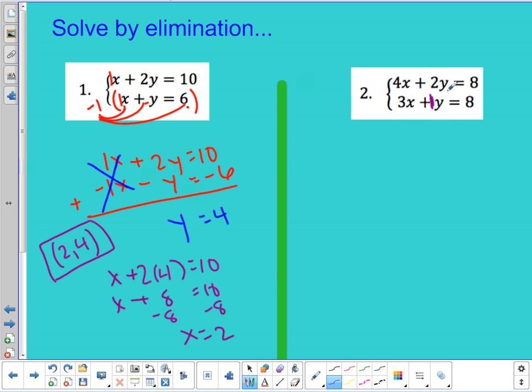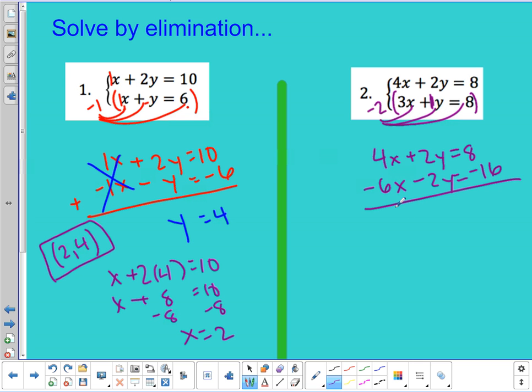So to make it opposite from the other equation, I need to multiply by -2. So that's what I'm going to do. I'm going to multiply the whole equation by -2. Just on the bottom. The top equation is going to stay the same. The bottom equation is now going to look like this. -6x minus 2y equals negative 16. Now I can add them up because now my y terms are 2 and negative 2 and they drop out.